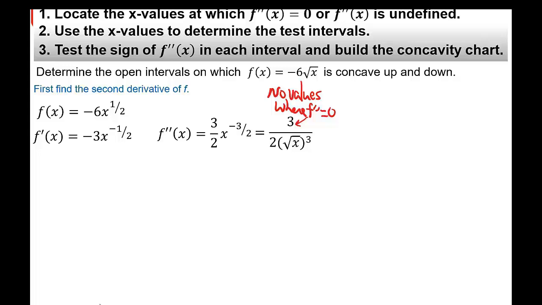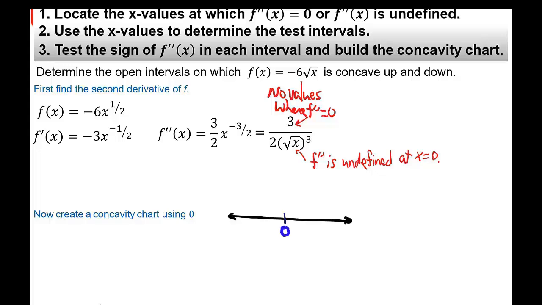But because that square root dropped into the denominator, there is going to be a value where the second derivative is undefined. And that's at 0. If you try to plug 0 into the second derivative, you get an undefined value. But remember, step 1 says, under the guidelines, f double prime being undefined is one of the values that you need to use to determine your concavity. So I know I'm going to get a value out of the denominator being equal to 0 for the second derivative. From that, I can create the concavity chart. So 0 is the only thing going on there because there aren't any values that make the second derivative 0. There are only values that make the second derivative undefined.